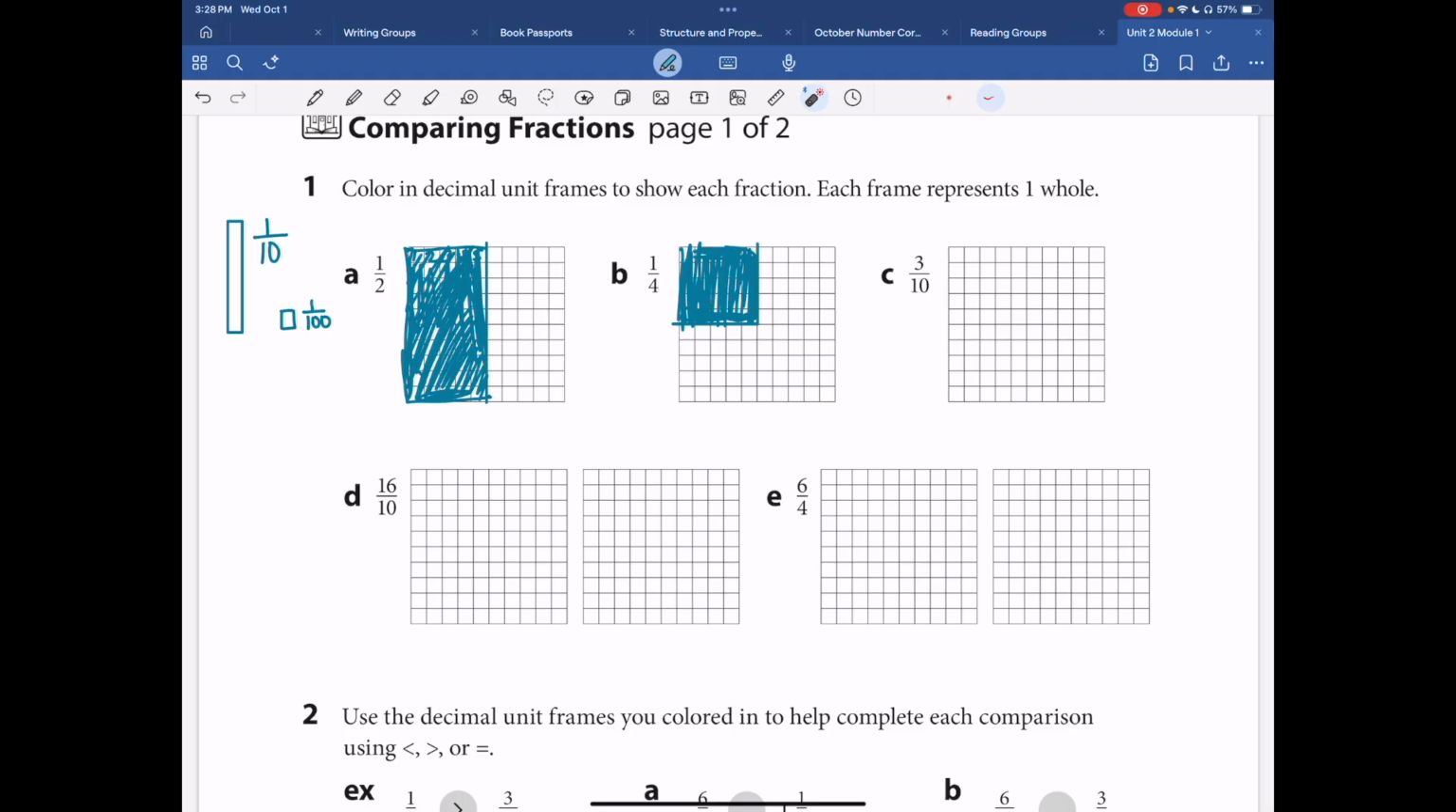Moving on to E, it says 16/4. Well, when we did B, we shaded in 1/4. So what I would do is I would split this in 2/4, and shade in until you have 16 of them. Notice how only 4/4 makes up one whole. So you're going to need both of these boxes to do so. Go ahead and pause the video to do that.